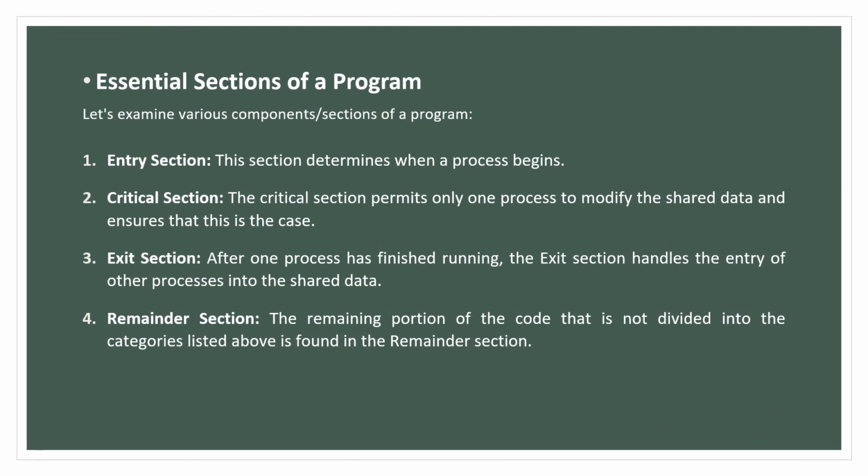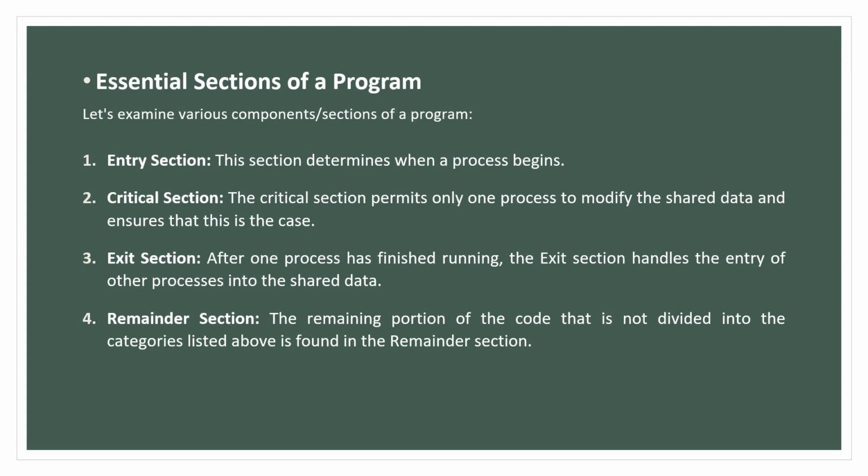Essential sections of a program. There are four sections essential for a program. First, entry section. Second, critical section. Third, exit section, and fourth, remainder section. These are the sections of a program.